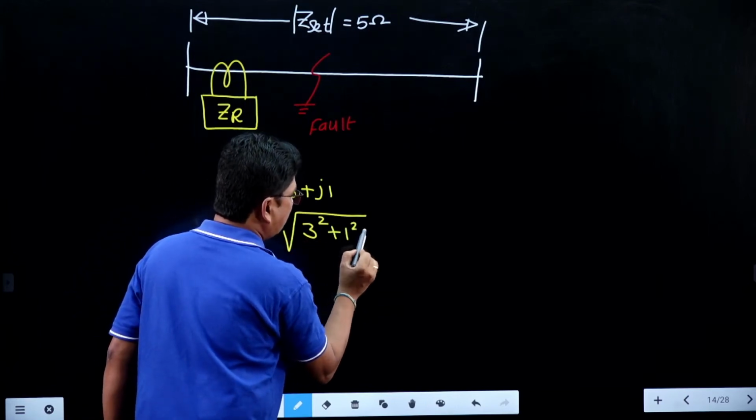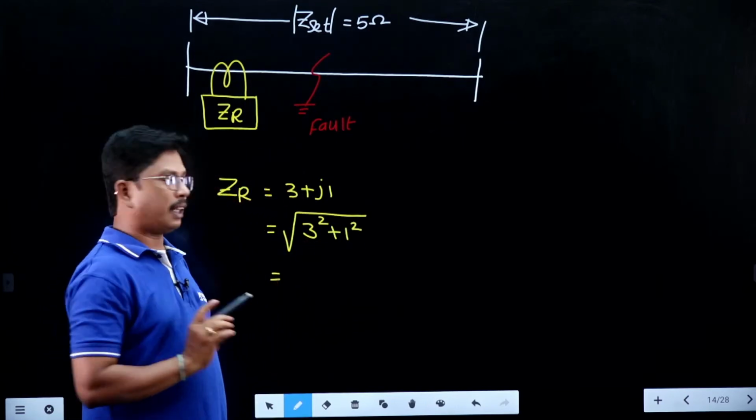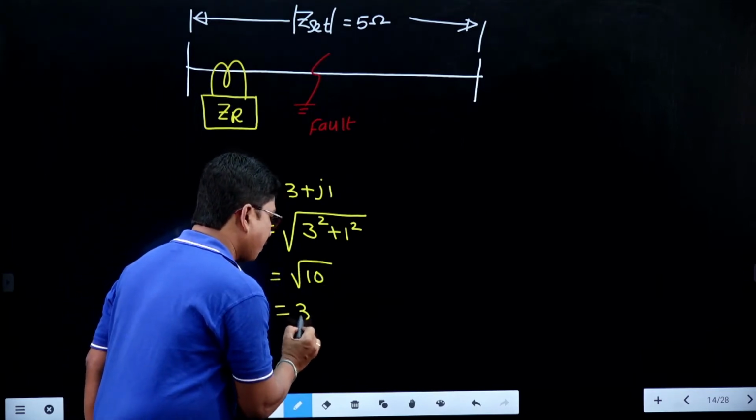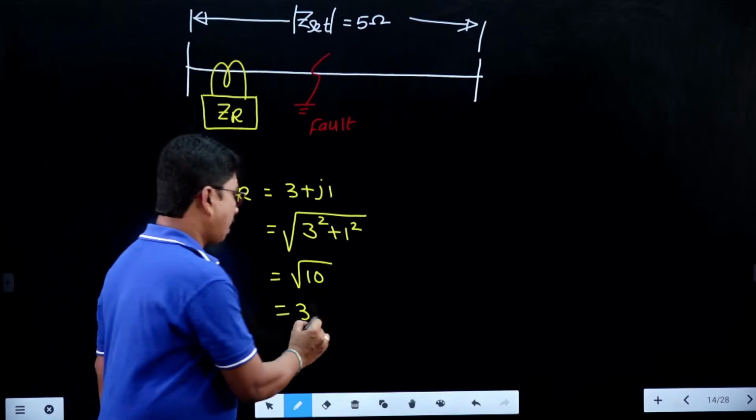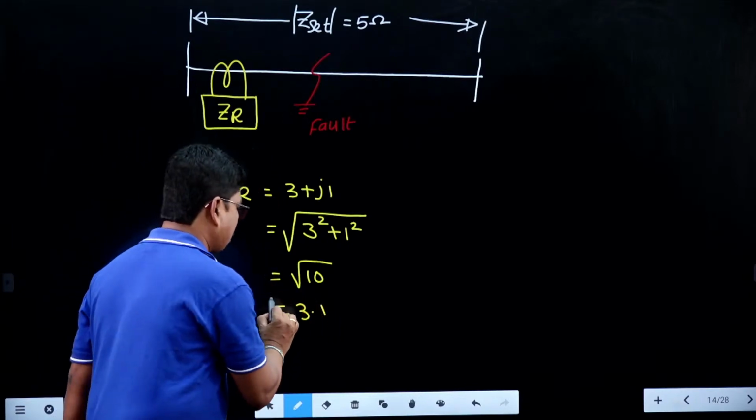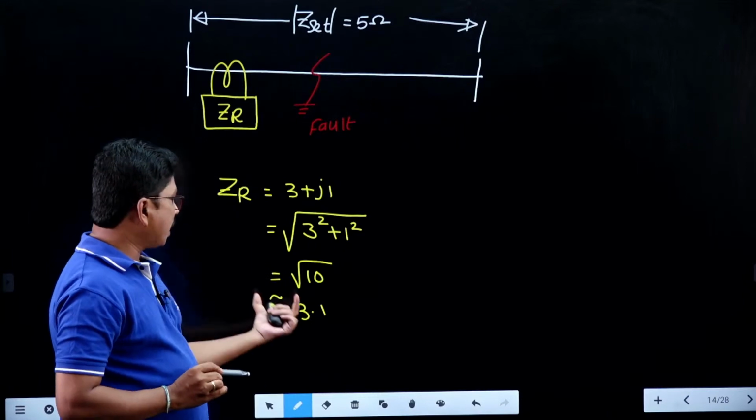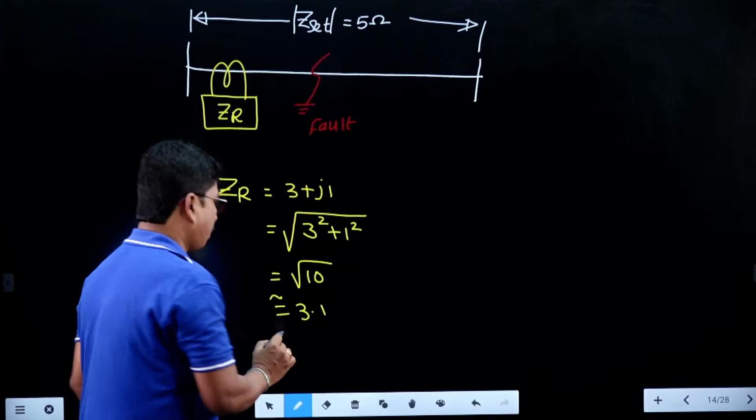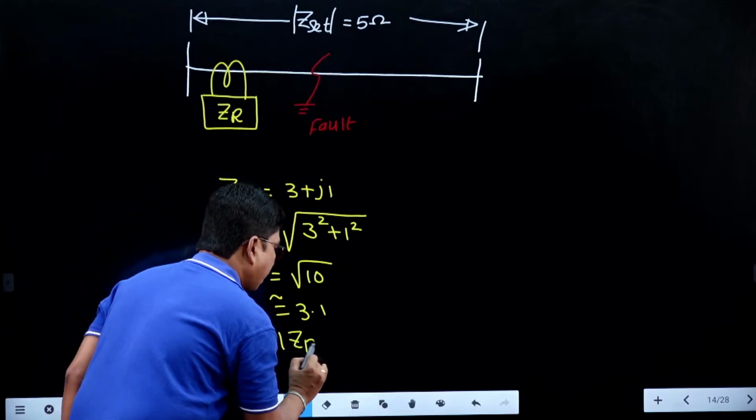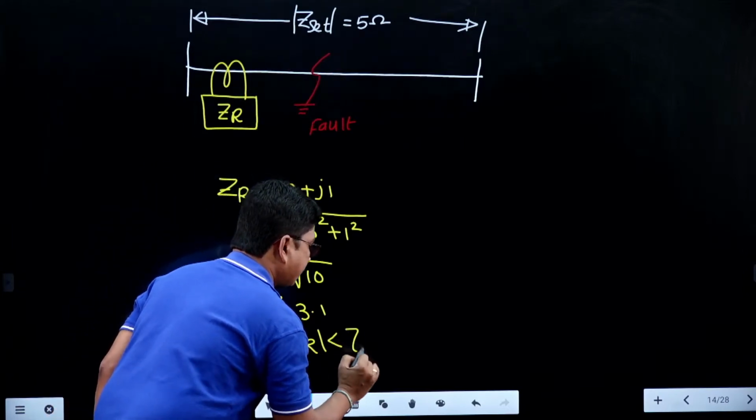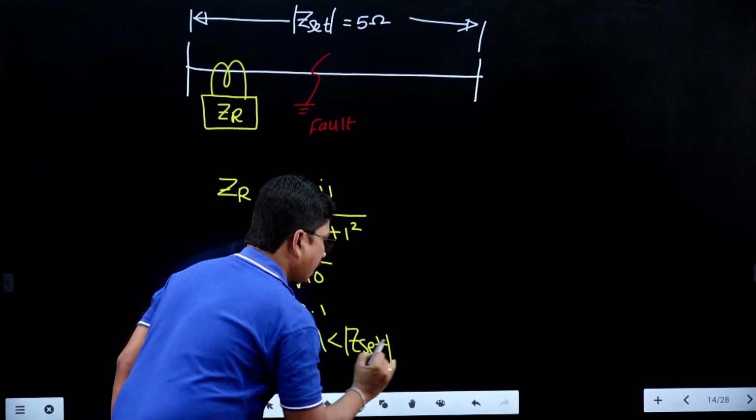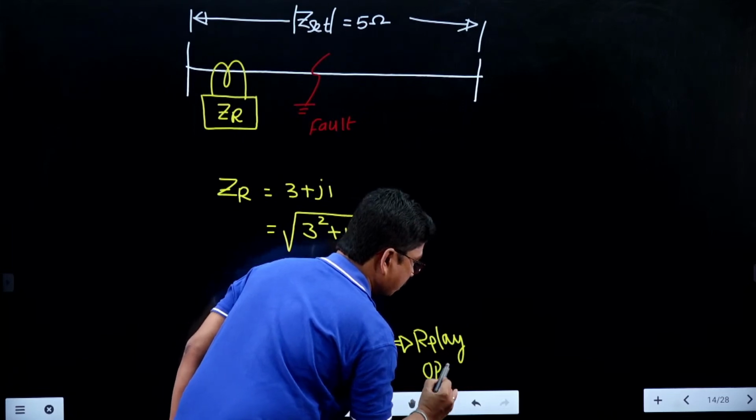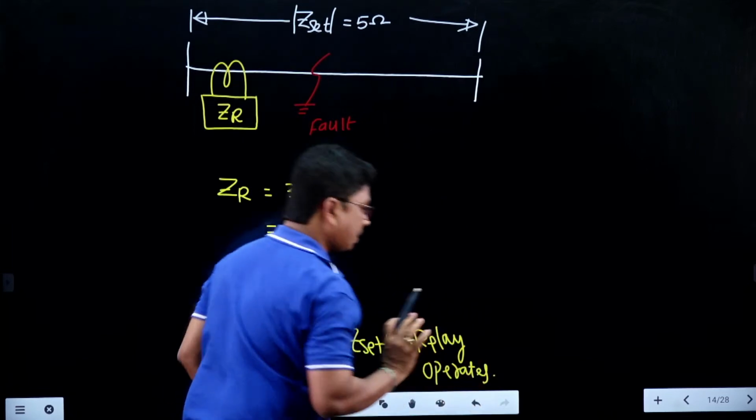3 square plus 1 square. What is 3 square plus 1 square? Root 10. What is root 10? 3 point something approximately, so 3.16 or 3.1 for example. Now the relay looking impedance is 3.1 and relay set impedance is 5. Therefore, as ZR is less than Z set, what happens? Relay operates. Up to here it will be okay.